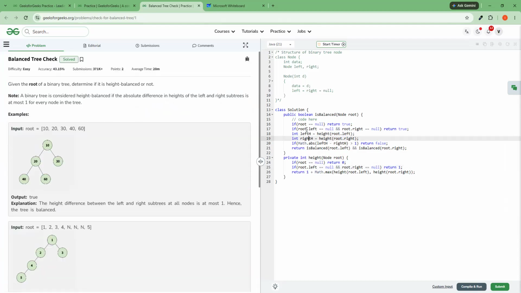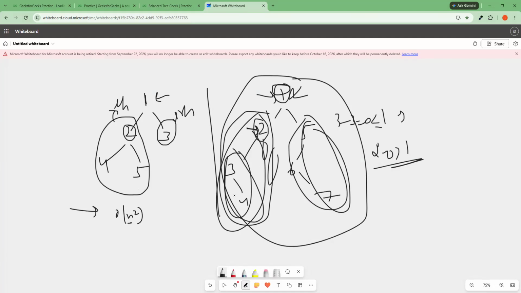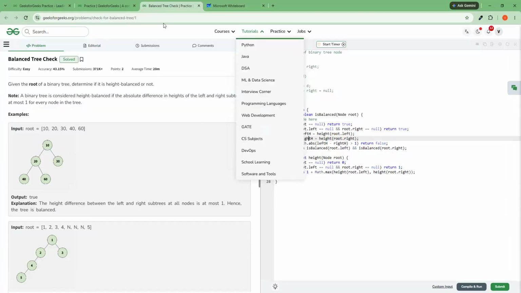But the problem here is that for every node, let's say on the whiteboard, we are calculating the heights of the left subtree and right subtree. Then we are checking. Then again, for every second node, we are checking the height of left and right. Again and again, we are doing the same iteration. So consider our tree contains n number of nodes. We are doing Big O of n squared operations, because n operations are for iterating over all the nodes and a further n operations to calculate their height each and every time. So we are doing Big O of n squared here, but this code is acceptable here.